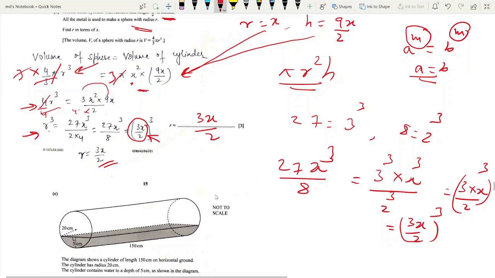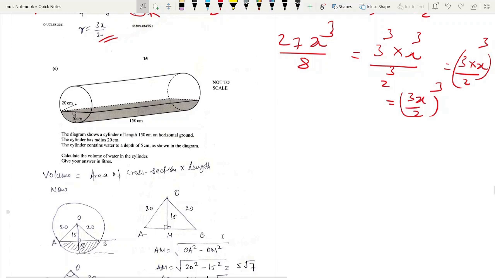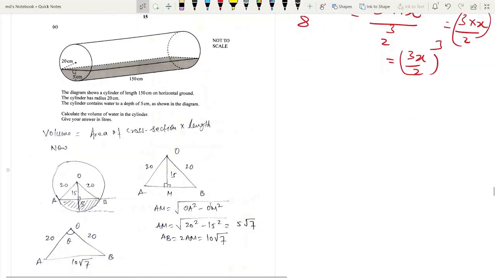First of all, we will understand this diagram. It looks amazing. Don't you think, guys? What is this? Yeah, so it looks like a cylinder. The diagram shows a cylinder of length 150 centimeter, from here to here. The cylinder has a radius. The cylinder contains water to a depth of 5 centimeter, here it has been shown. Calculate the volume of water in this cylinder, only this part, this much. We have to find that volume.